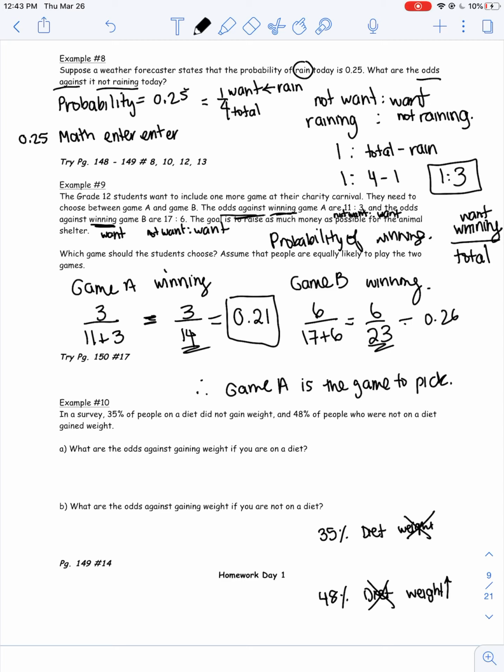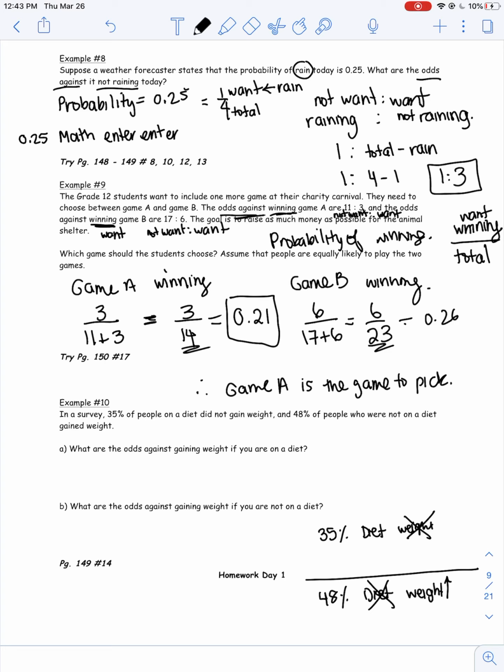Their weight went up. Now, if you add these numbers together, you're going to notice that they do not add up to 100, which doesn't make sense. These are two actual separate pieces of data. So we're missing some of the numbers. So we're going to have to figure out our not want.